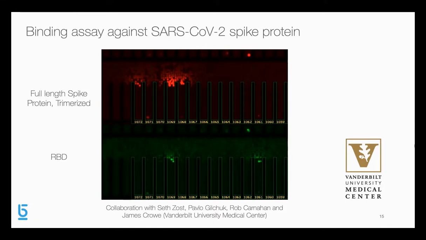We can identify antiviral antibodies from purified human B cells. Full-length viral proteins or their subunits can be conjugated to beads, and antigen-specific antibodies are detected using a fluorescently labeled anti-human secondary antibody. In the images here, we detected antibodies that were specific and cross-reactive against the full-length spike protein and receptor binding domain for SARS-CoV-2 virus. This work was performed in collaboration with Rob Carnahan and James Crowe in their lab at the Vanderbilt University Medical Center.